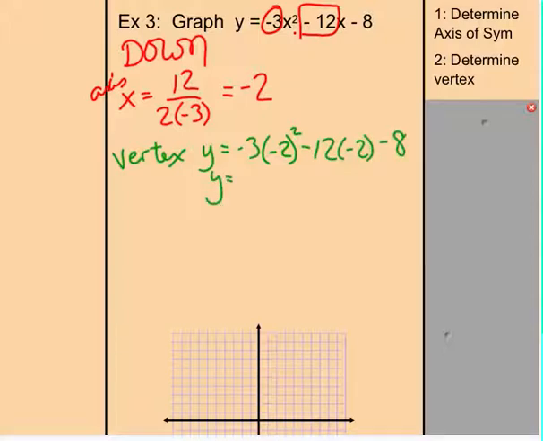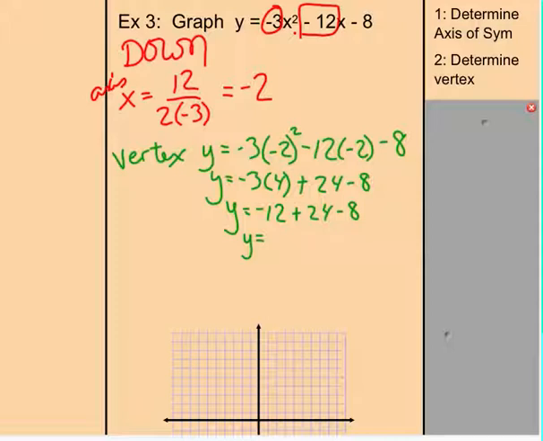All right, order of operations, we've got to do those exponents again. Negative 2 squared, or negative 2 times negative 2, is positive 4. Negative 12 times negative 2 is positive 24. Negative 3 times 4 is negative 12. And adding and subtracting left to right, negative 12 plus 24 is 12, minus 8 is 4. So our vertex, we started with an x-coordinate of negative 2, solved to get 4 for y.